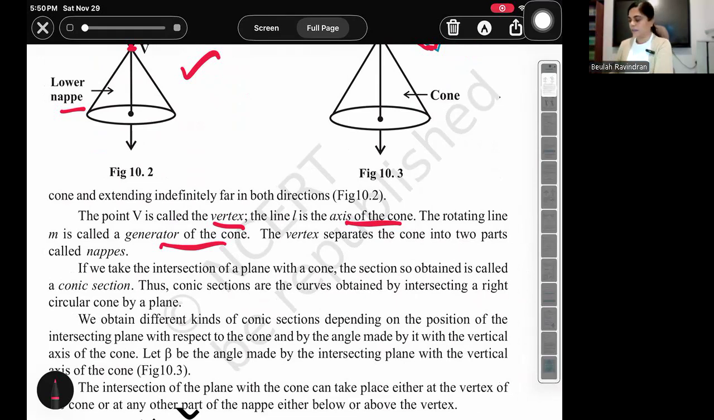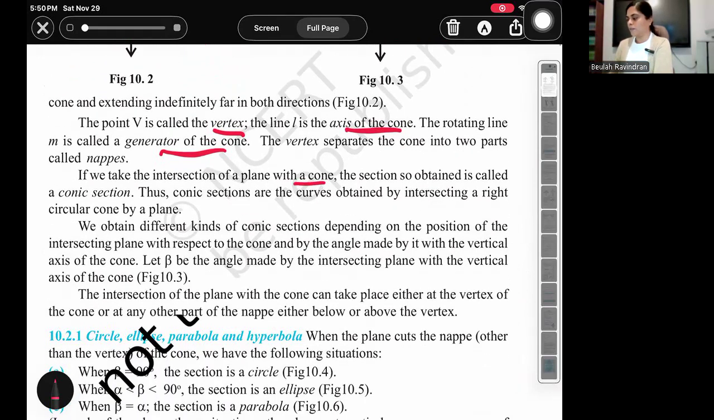If we take the intersection of a plane with the cone, the section so obtained is called a conic section. Can you understand this? Now you know how the cone is generated. Next year in physics also you will see this concept, in learning about electricity. We can understand the equipotential surface by means of this conic generator. So keep this in your mind, it is very, very important for your higher classes.